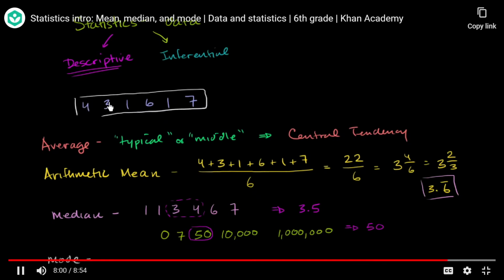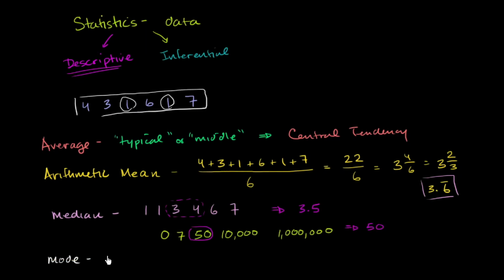Well, we only have 1 4, we only have 1 3, but we have 2 1s. We have 1 6 and 1 7. So the number that shows up the most number of times here is our 1. So the mode, the most typical number, the most common number here is a 1.